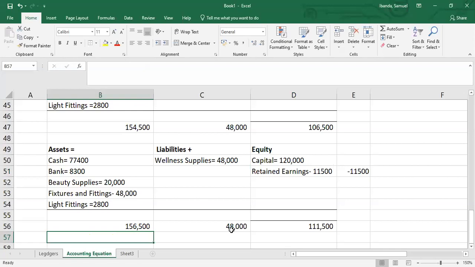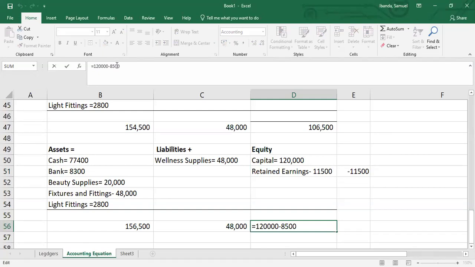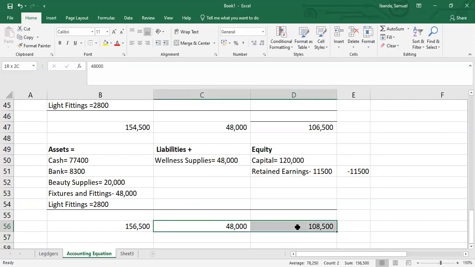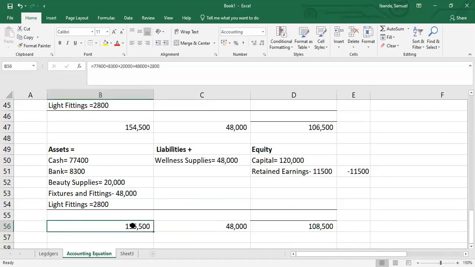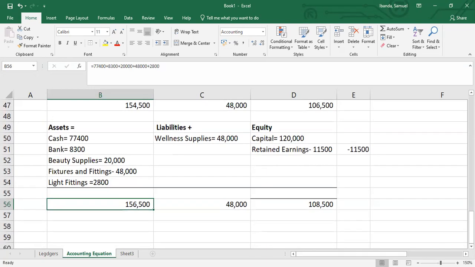So this is okay. Wellness supplies remains the same. Right here, this will now be 11,500. So when I add these two, 156,500 matches my 156,500 here. All right.